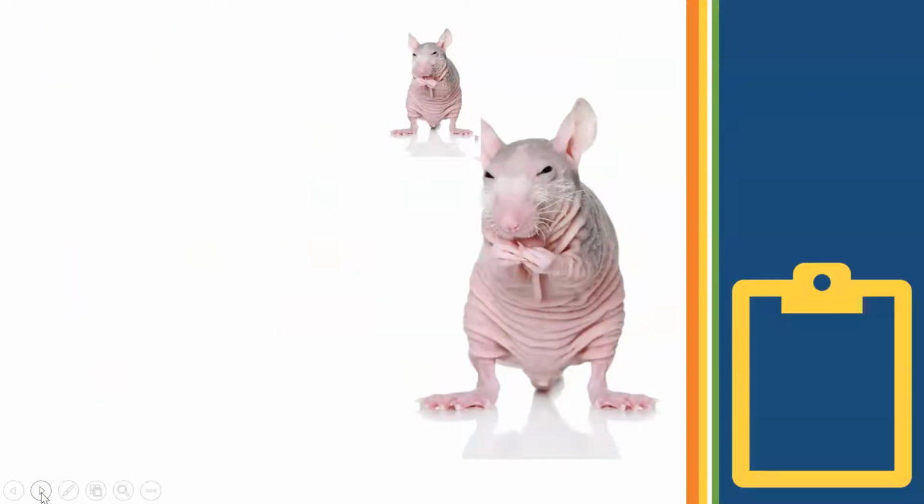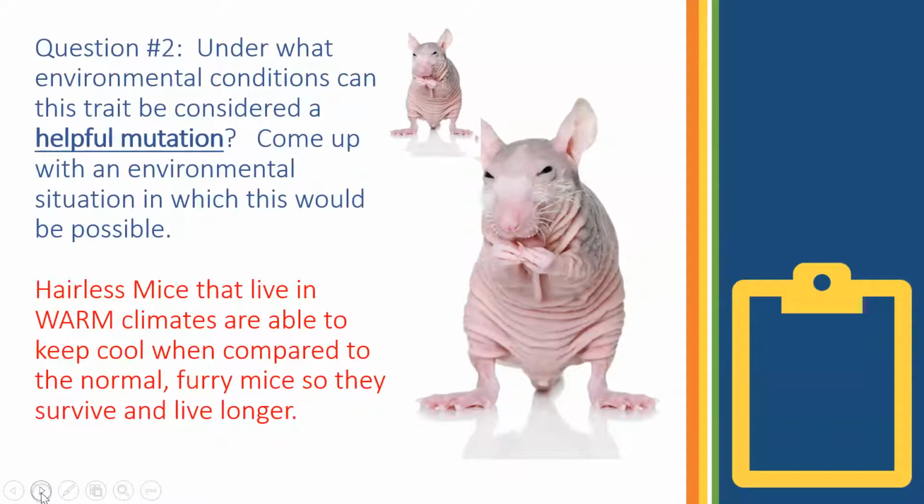Now, the environment can also favor certain genetic traits. I was thinking that hairless mice that live in warm climates would be able to stay cooler when compared to their normal furry counterparts. Thus, in geographic areas where the overall climate is hot, like really close to the equator, the hairless trait would actually be considered a helpful mutation. Again, compare your response to mine and put down a finalized one on your journal slip.